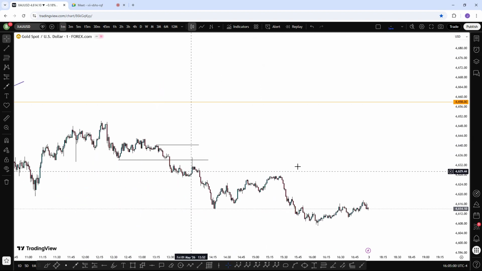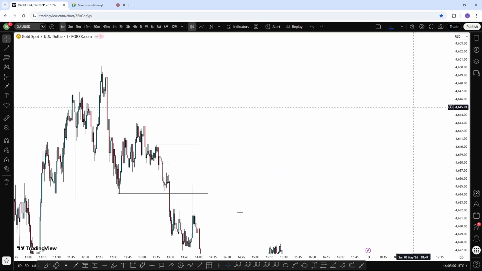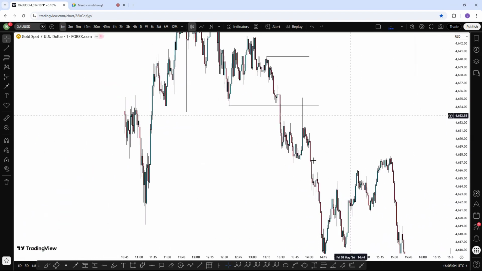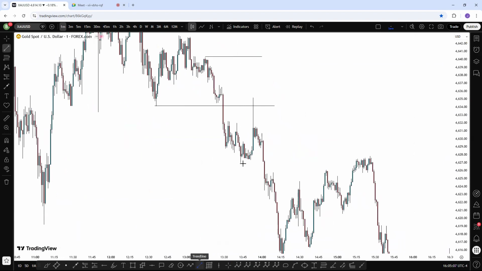Sharp move. Okay, sharp move. But as long as you know it by adding the zones. Zones we'll be talking about. These are not the zones. Okay, these are liquidity and mitigation efforts. Those are not the zones.